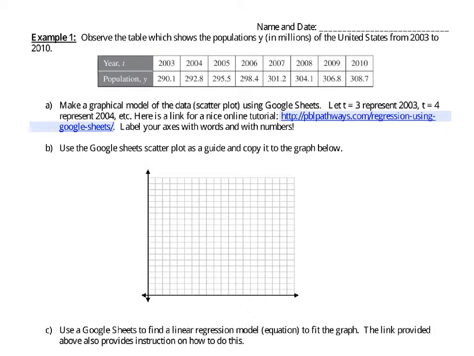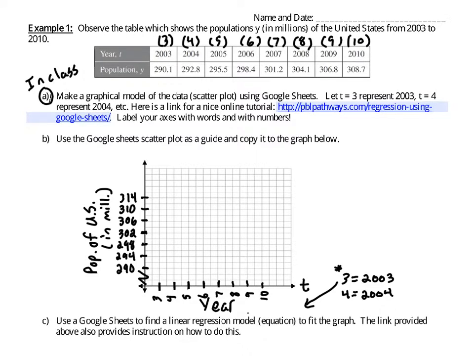So now in example 1, we finally have a set of data in which we will attempt to use some technology to produce a scatter plot for us and do a little bit of a regression analysis. The data we have in front of us is the population of the United States from 2003 to 2010. In Part A, you're asked to make a graphical model of the data using Google Sheets. So you're going to input this data into a Google Sheet. However, I'm not going to show you that. This is something that you're going to do when you get back to class.